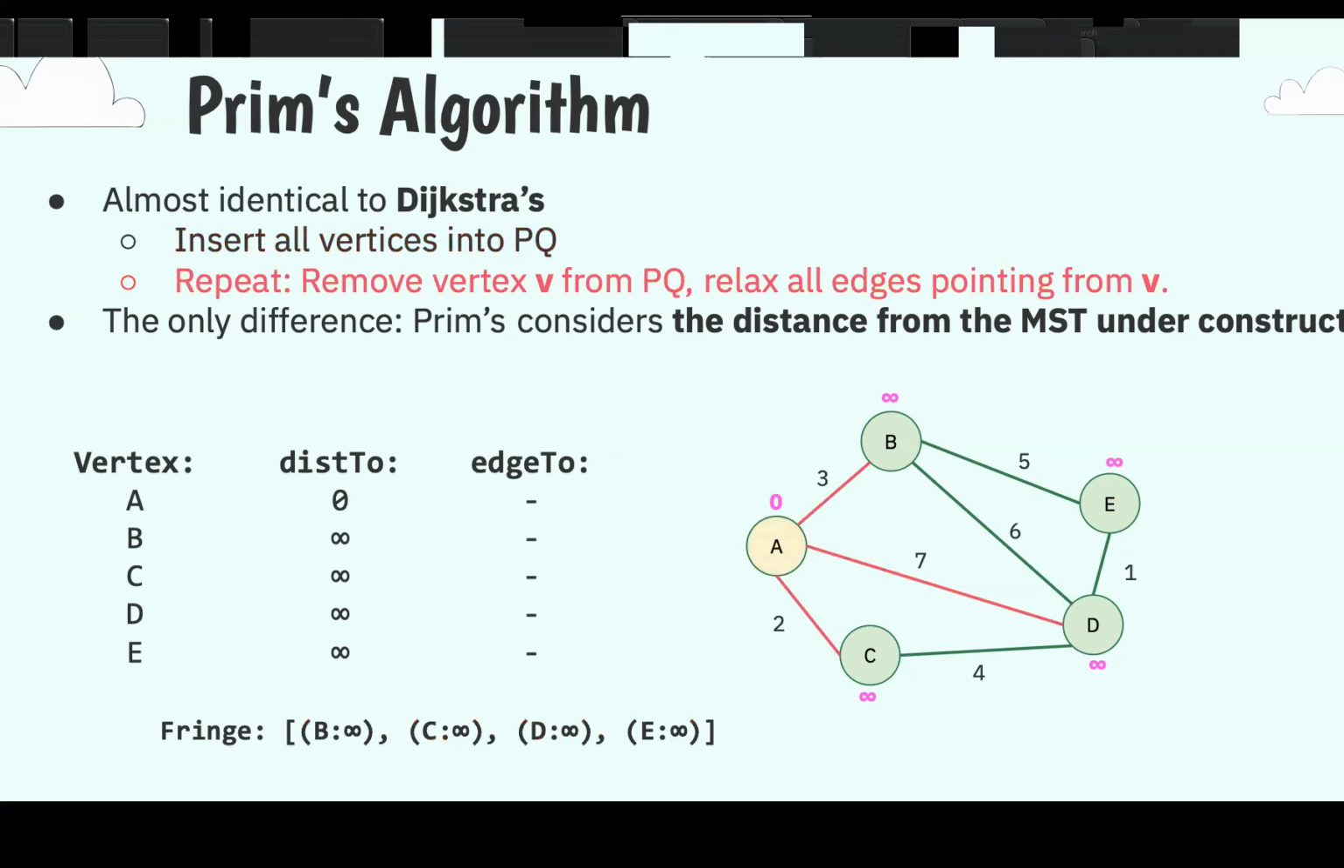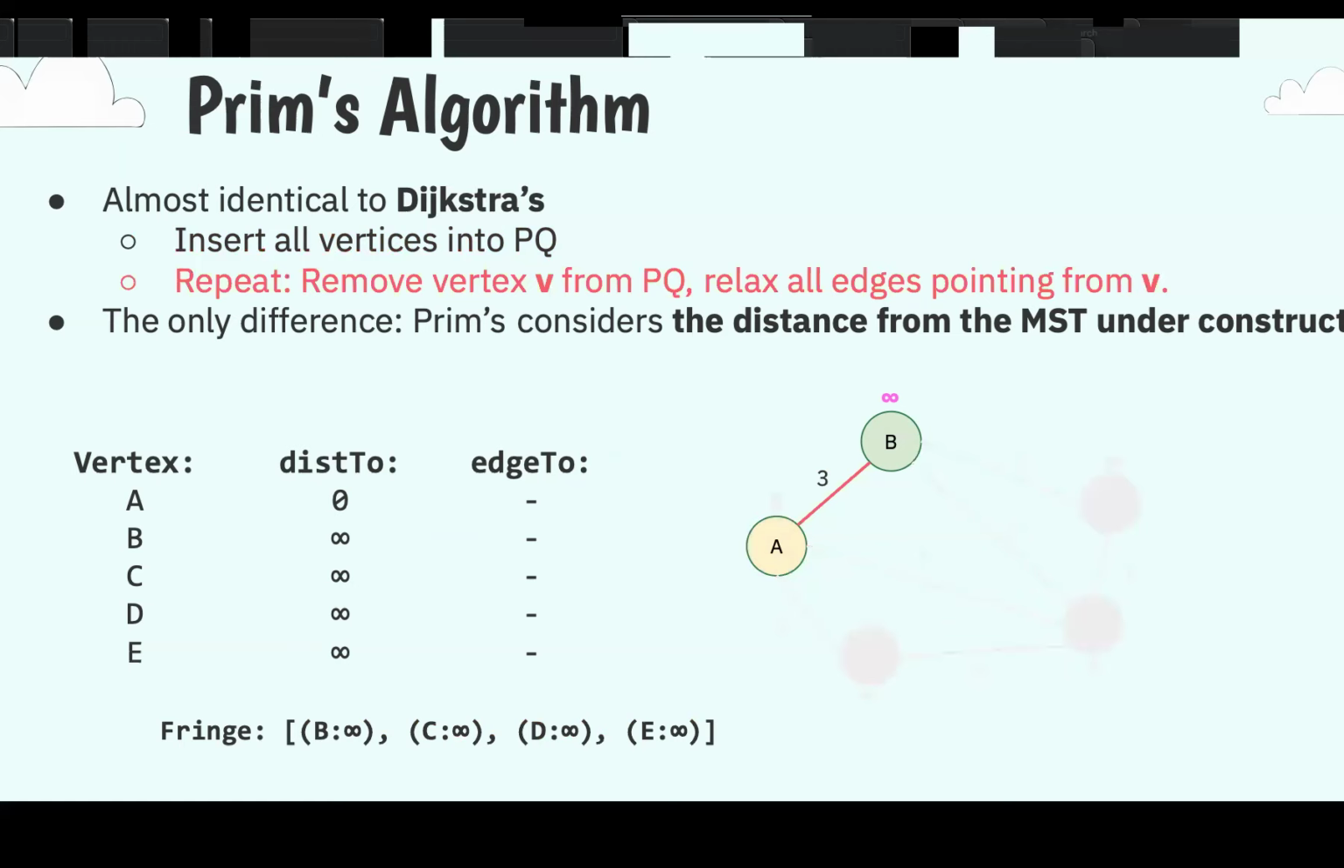Now we just do the same thing that we did in Dijkstra's. We keep removing a vertex from the priority queue, and then we relax all the edges that point out from the current vertex we're visiting. So in this case, we first have inserted A. Now we remove A, which is why it's covered in yellow, and now we have to relax all of its outgoing edges. There's one edge going to B, one edge going to D, and one edge going to C. So let's first look at this edge going to B.